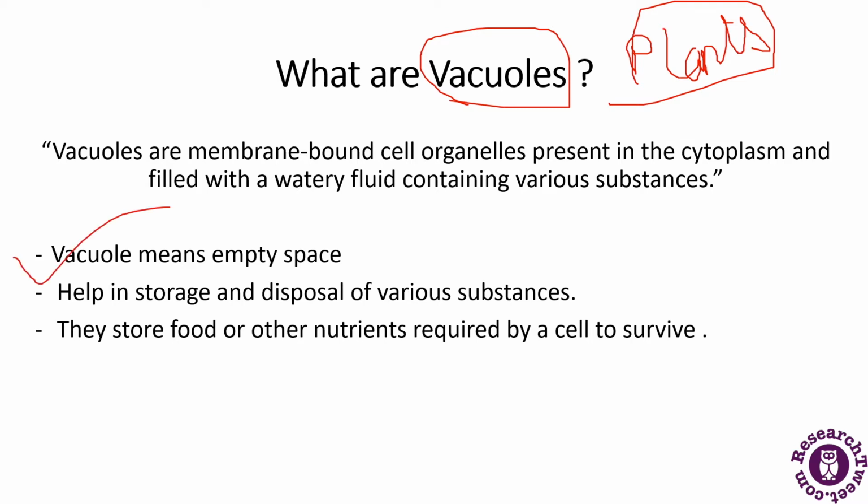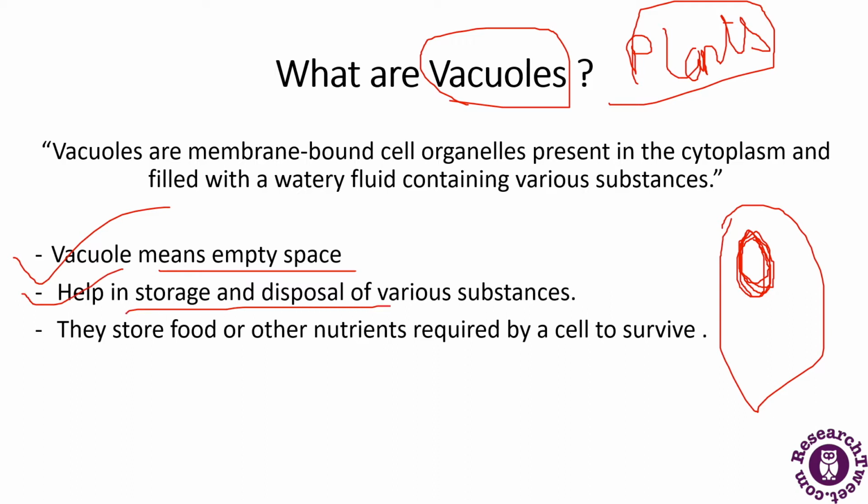Vacuole means empty space. If we draw a diagram here, the vacuole appears to be like this. They are large vacuoles in the case of plant cells. So there is an empty space which is known as the vacuole. They help in the storage and disposal of various substances in the cells. They store the food and other nutrients which are required by a cell to survive. So this is the main function of a vacuole.